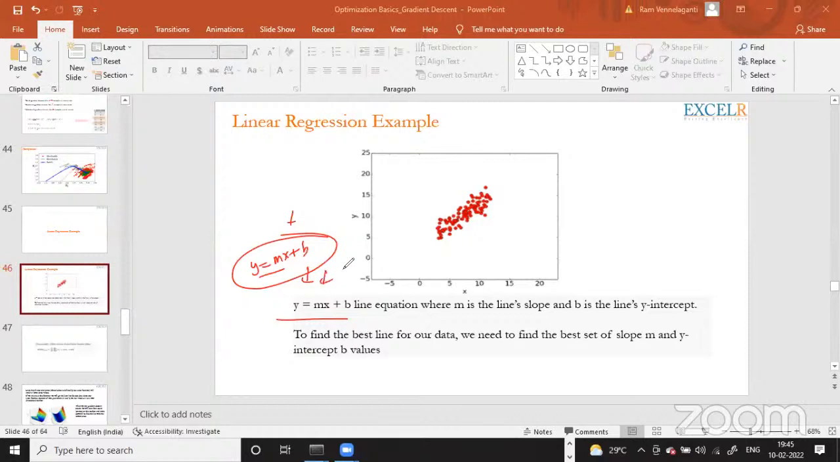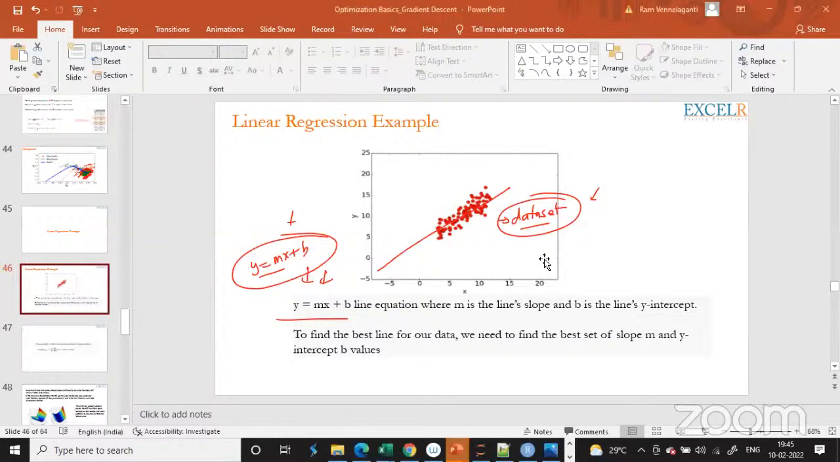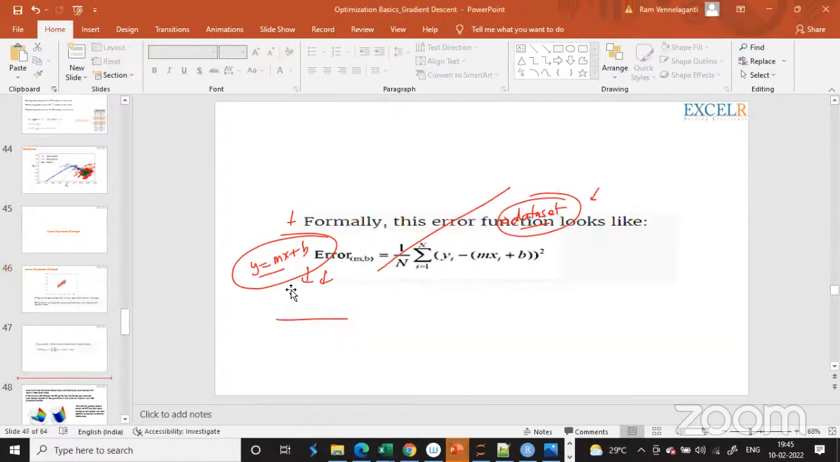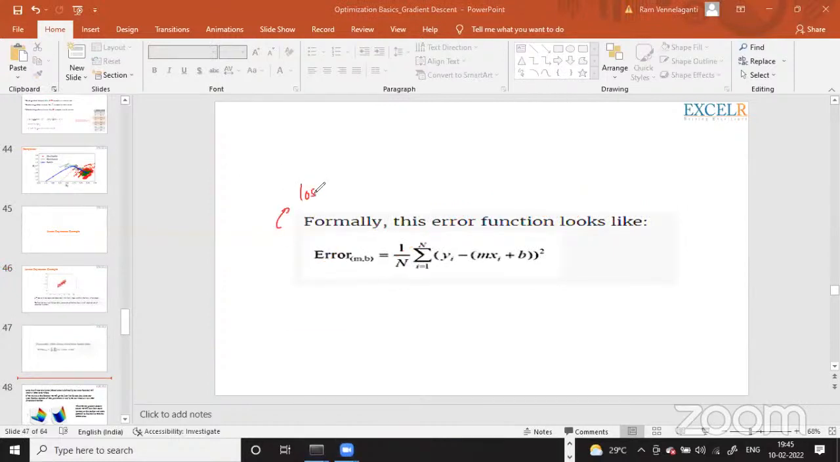Y is equal to mx plus b is the equation you are supposed to fit on your data set. This is what you are supposed to do. Now, first, what is it that you are going to do? You have to define your error function, your loss function. So define your loss function. Error function I have defined.